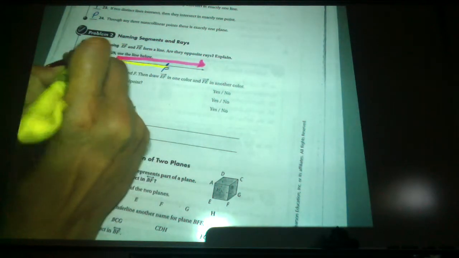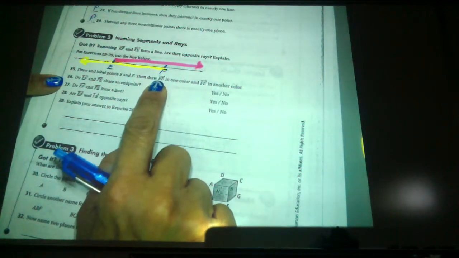And then they want you to draw ray FE in another color. So where does that start at? F, and it goes through E in the opposite direction with an arrow at the end. Do those rays form opposite rays? That's really the ultimate question here. So let's go through what they're asking you.